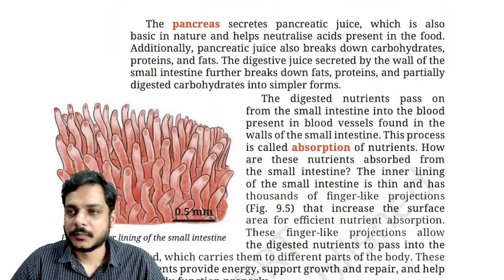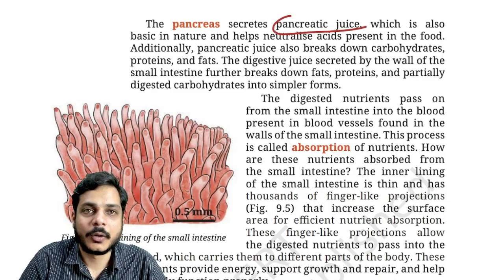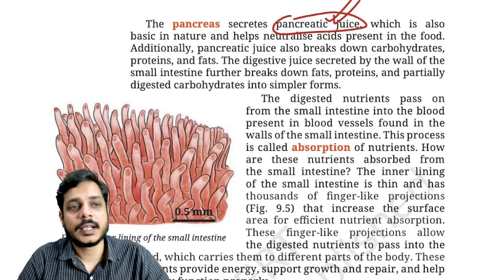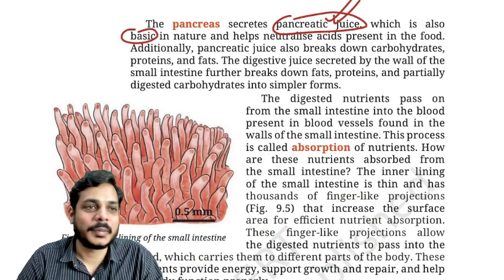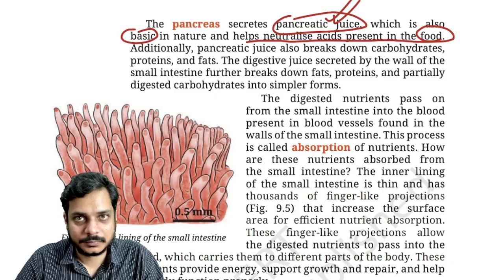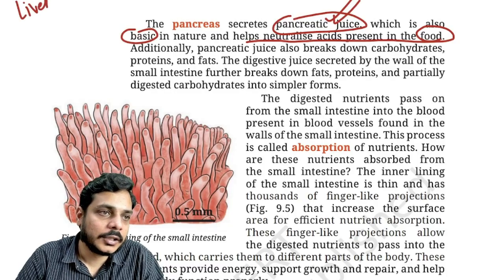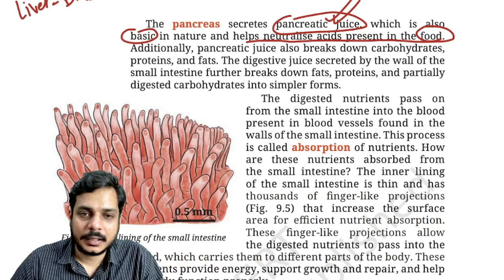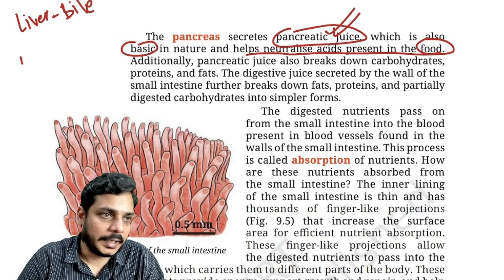So the pancreas secretes pancreatic juice. Now, this is a digestive juice again. We could say it is also basic in nature, just like bile. It is also basic, and it helps to neutralize acids present in the food. So one is the factor of neutralization, whether it is the liver, which goes for bile production, or whether we talk about the pancreas.